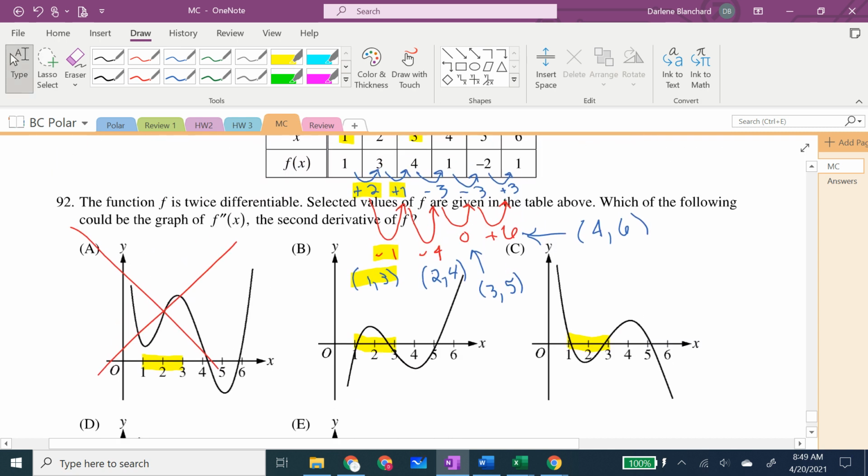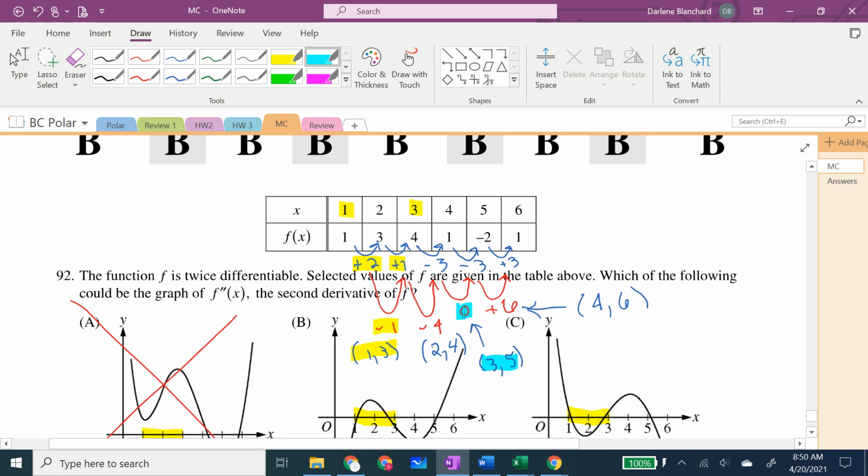Now, we can keep going with this, but I'm going to turn you over to this one. That's somewhere between 3 and 5. And let me point out that that 0 came from a mean value theorem that occurred between 3 to 4 and 4 to 5. Somewhere between 3 and 5, your second derivative is equal to 0.